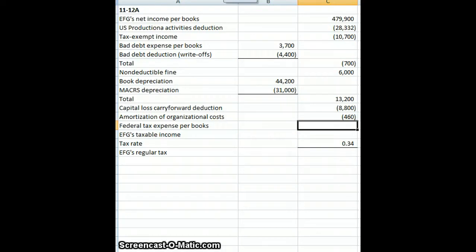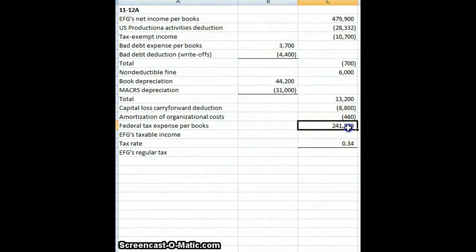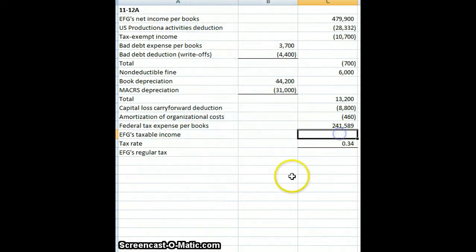Okay, finally, EFG's federal income tax expense for the books was $241,589, and because that's how we got our net income, we're going to add that back in to get a before-tax income. So our taxable income then is going to be equal to $691,697. Okay, so that is our taxable income for the year.